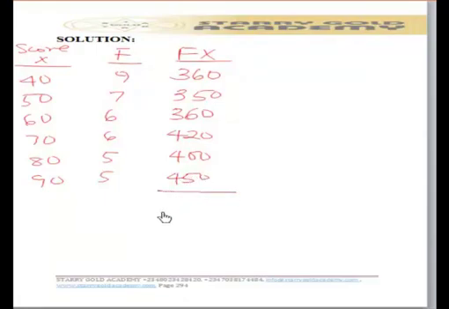Let's sum up our fx and f together. We have 360 plus 350 plus 360 plus 420 plus 400 plus 450, and this is equal to 2340. Let's add our summation f. We have 9 plus 7 plus 6 plus 6 plus 5 plus 5. This is 38.